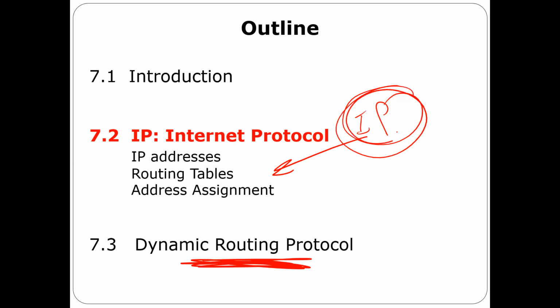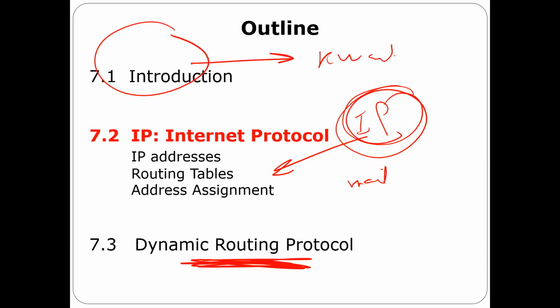That's why these IPs are hierarchical. They did it in a hierarchical way. You got what I'm saying? There is hierarchy here. Let me give you one example. It's like mailing: if you want to send a letter to another country, for example Kuwait or Saudi Arabia or any other country.